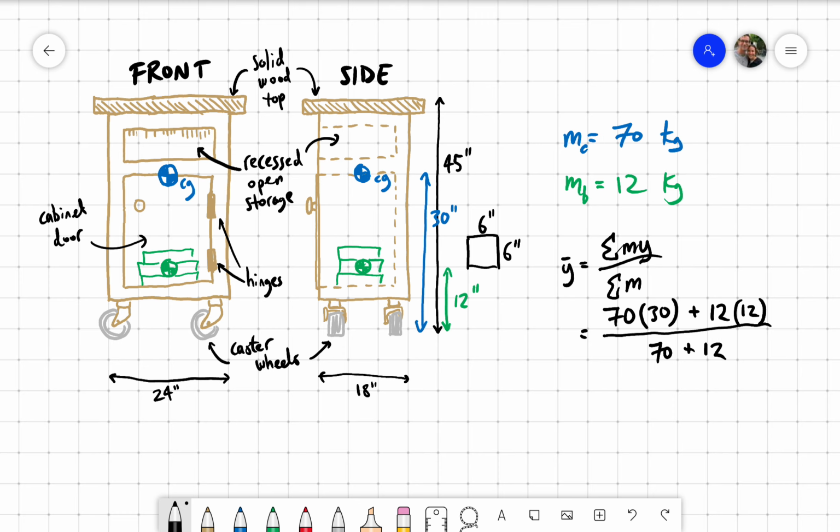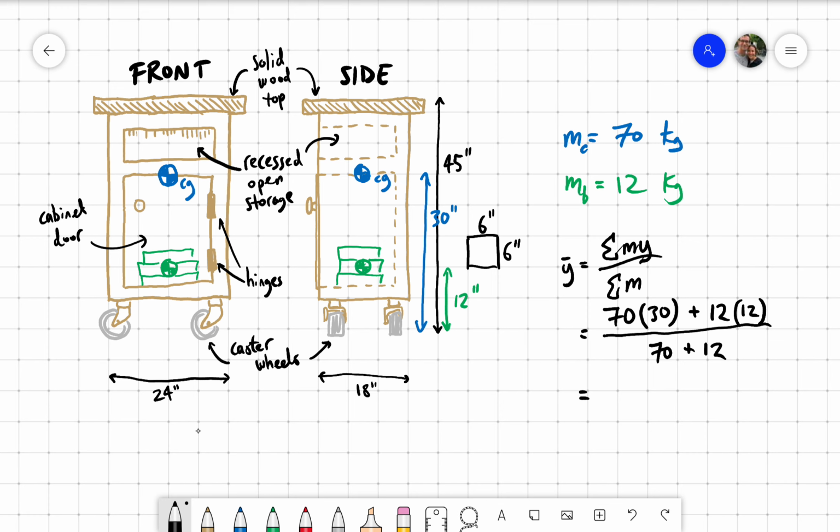Alright, so this is exactly the same as we did the other week, and you don't need to do an x-bar calculation like a horizontal one, because the two CGs are vertically aligned above each other. The CG, horizontally speaking, won't shift at all.